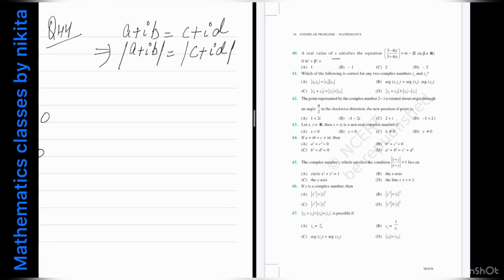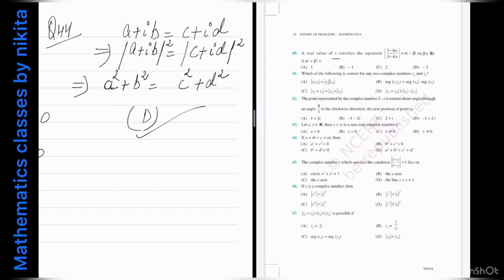If a plus iota b is equal to c plus iota d, then which of the following is true? Question number 44. So given is that a plus iota b is equal to c plus iota d. This implies that mod of a plus iota b is equal to mod of c plus iota d. And this implies that their squares are equal, and this implies that a square plus b square is equal to c square plus d square. So now you can see that this is given in option number D. So D is my correct answer.